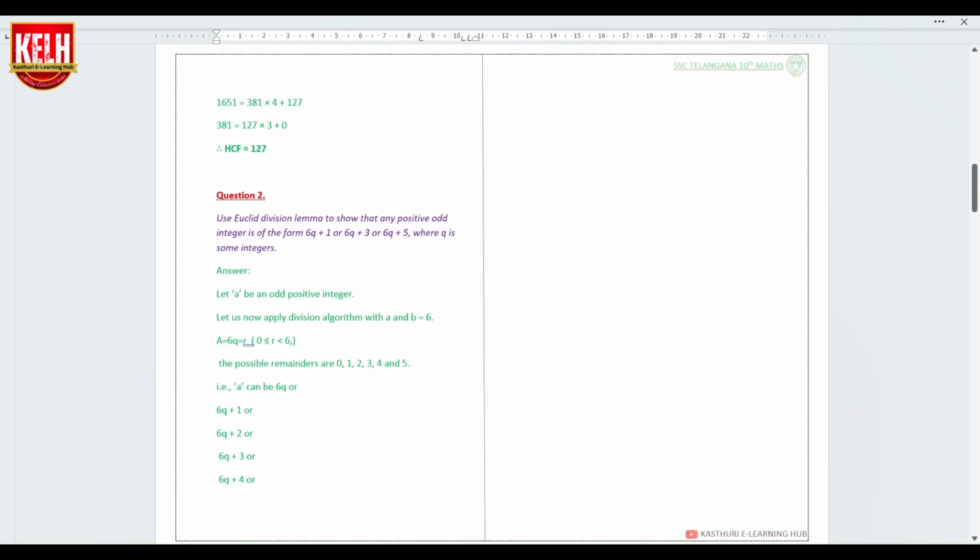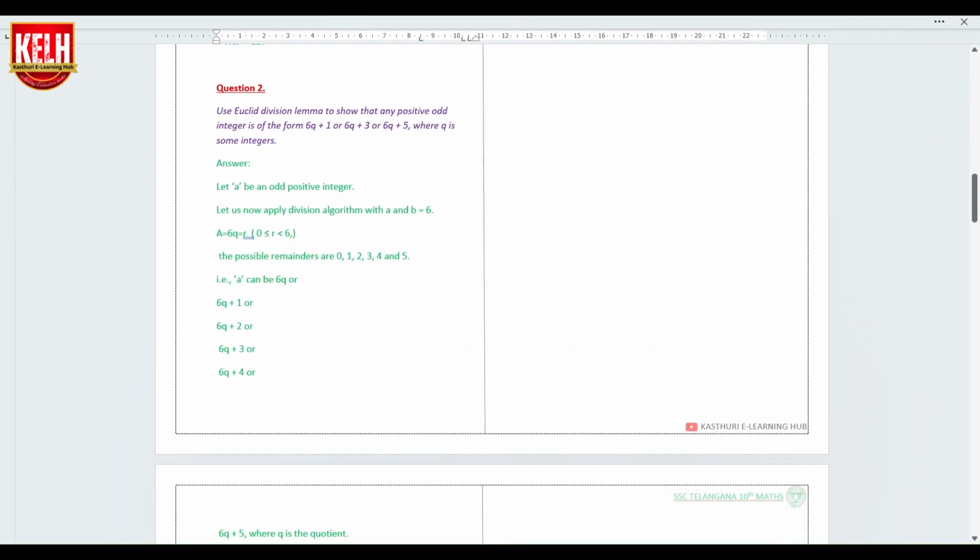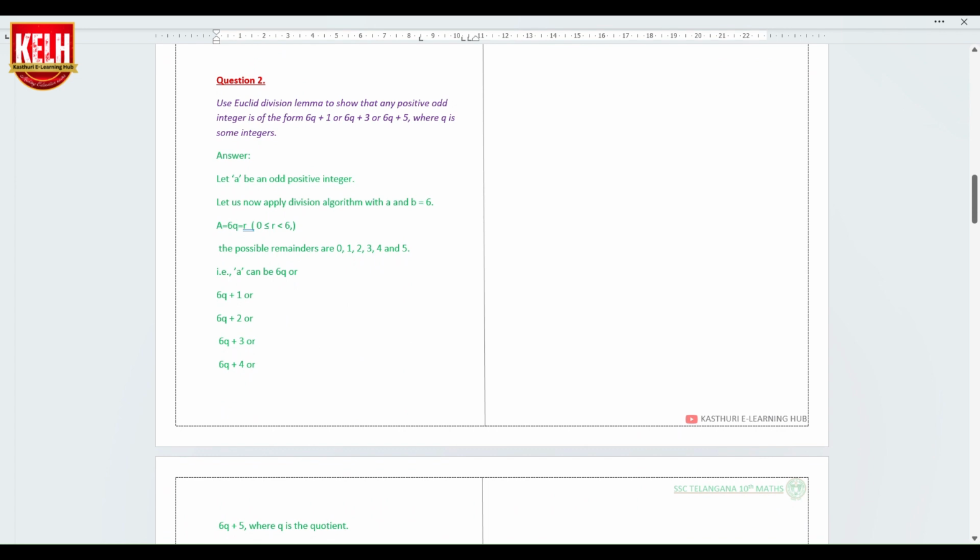We move on to the second question. Use Euclid's division lemma to show that any positive odd integer... what are all the odd numbers? 1, 3, 5, 7, 9. Whichever number is not divisible by 2 is called an odd number. A number ending with 1, 3, 5, 7, 9 is an odd number.